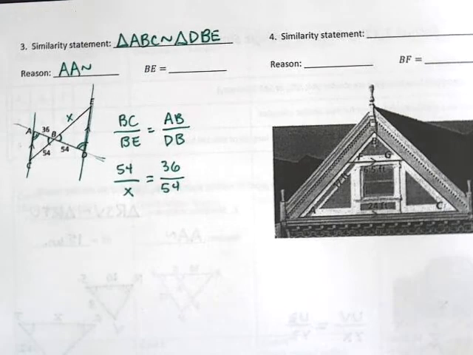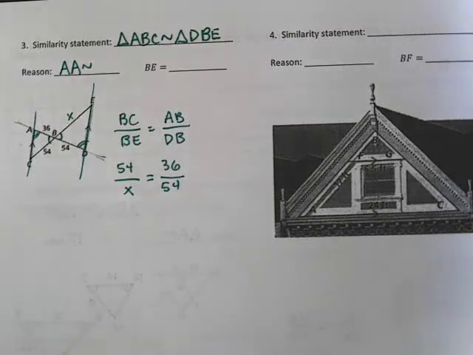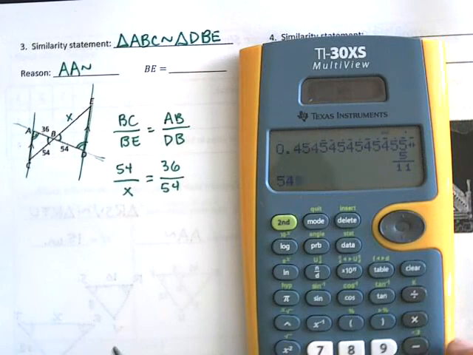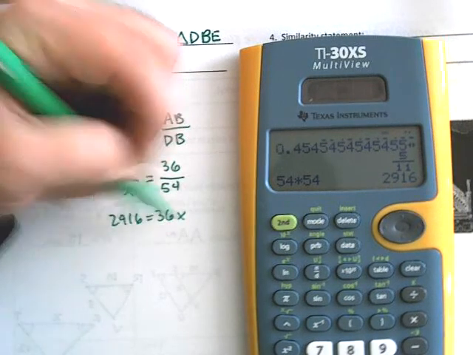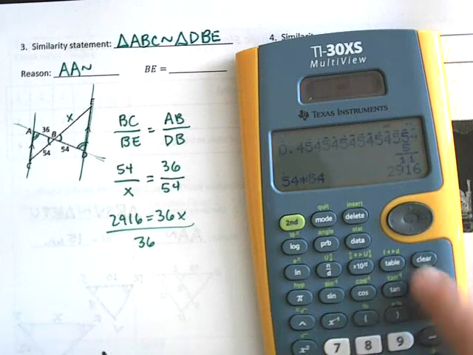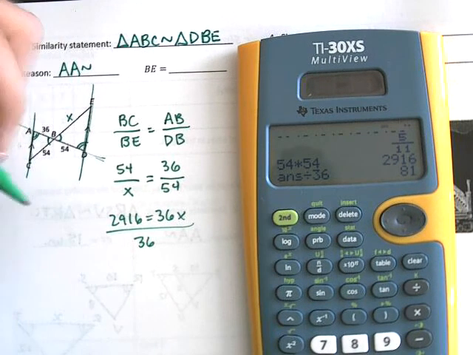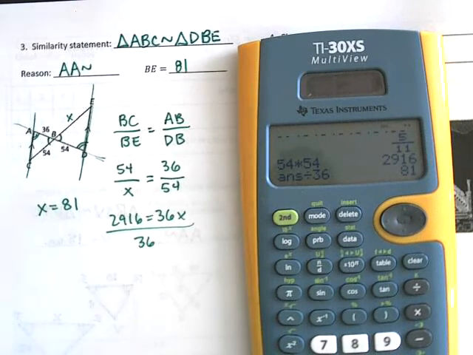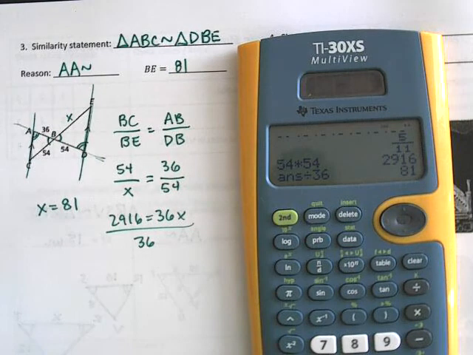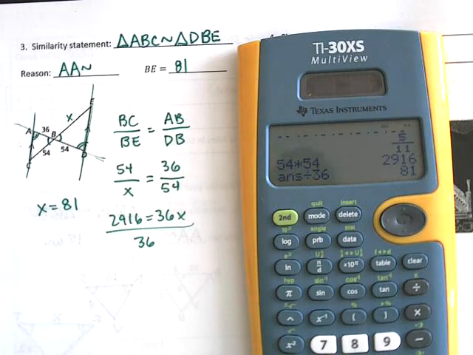BD, 54. When I cross multiply, I get some bigger numbers that I cannot do in my head, so let's check this out. 54 times 54, 2916 equals 36x. When I divide everything by 36, I get that x equals 81. And I would write it. Okay? So again, guys, figure out if they're similar, and then set up the proportion based on your known corresponding sides.